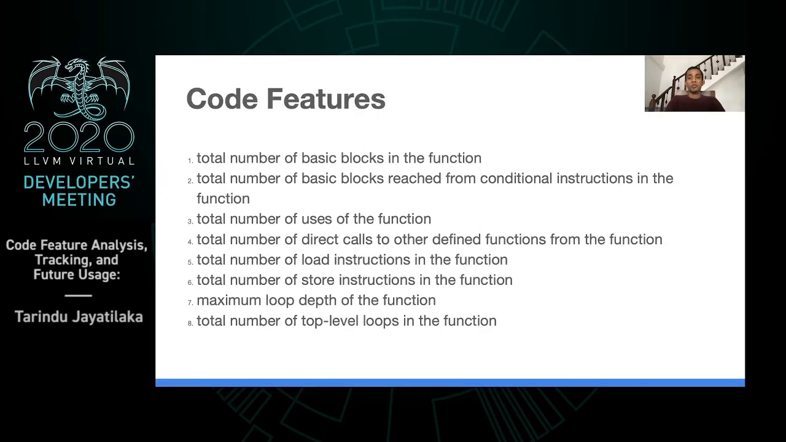These are the code features we look at. We look at things like the basic block counts, numbers of different kinds of instructions like load and store, and loop depths. And there are many more code features we can look at in the literature, but these are the code features we could look at during the summer.